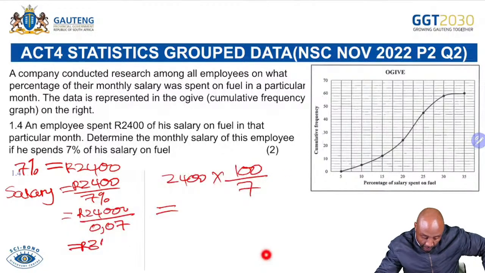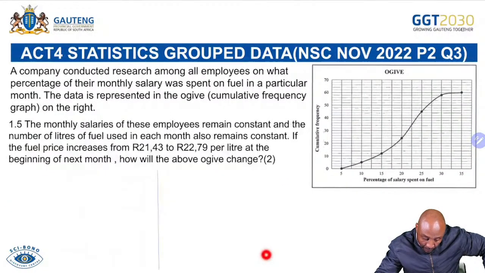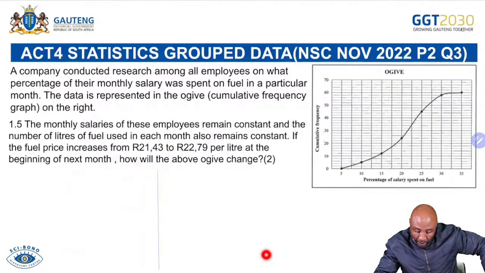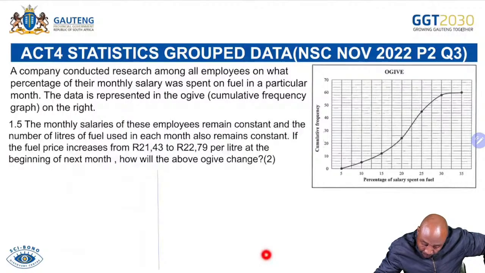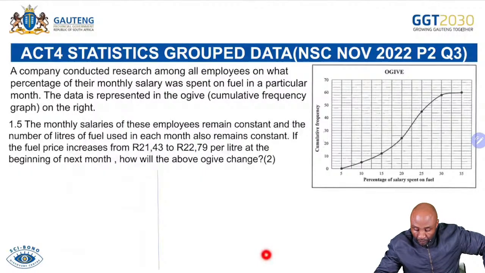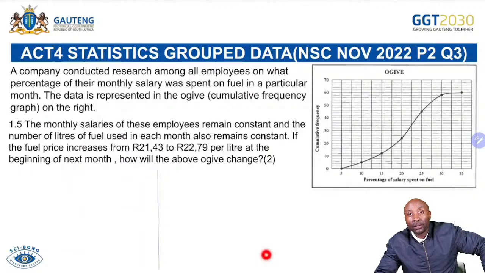The last question is asking us, the monthly salaries of these employees remain constant and the number of liters of fuel used in each month also remains constant. If the fuel price increases from 21 Rand 43 to 22 Rand 79 per liter at the beginning of next month, how will the above Ogive change? So our Ogive will become steeper, or it will move to the right.